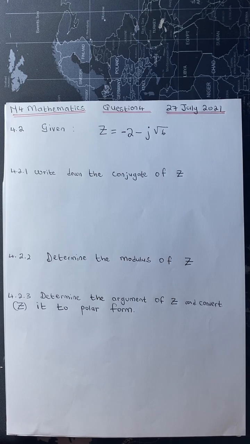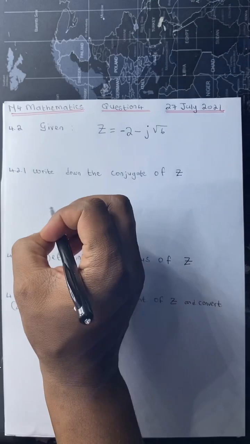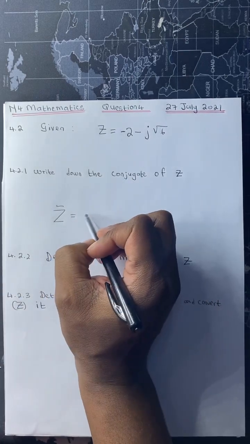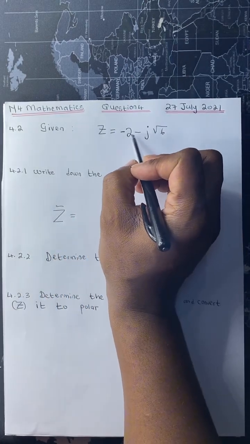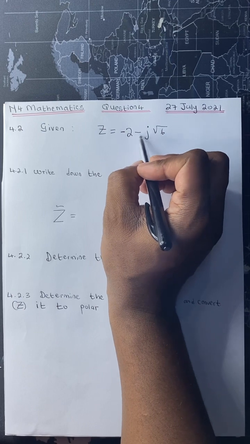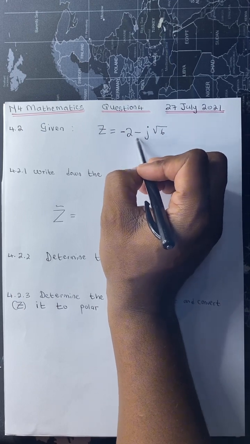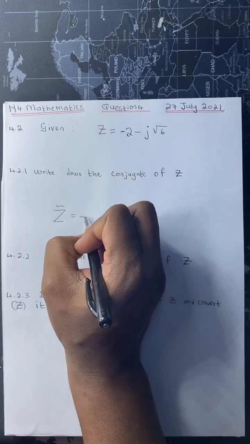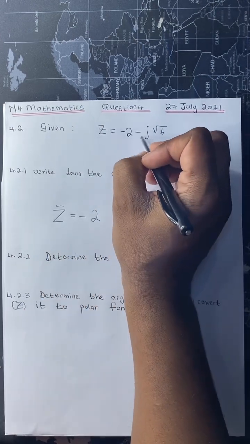Question 4.2, we are given the complex equation z is equal to negative 2 minus j multiplied by the square root of 6. 4.2.1, we have to write down the conjugate of z. So the conjugate is our complex equation, but we change the sign of the imaginary part, the j. So we have to change this sign of the j.